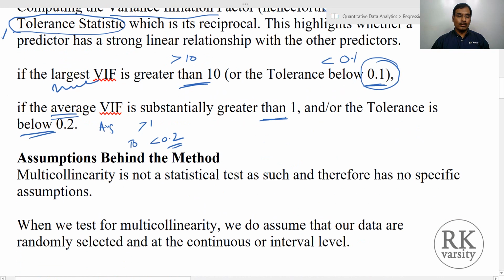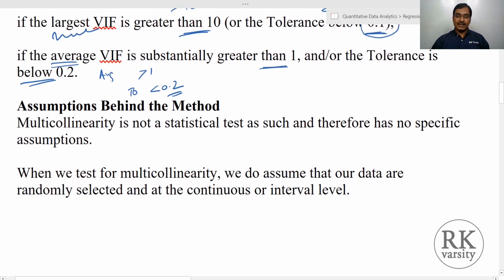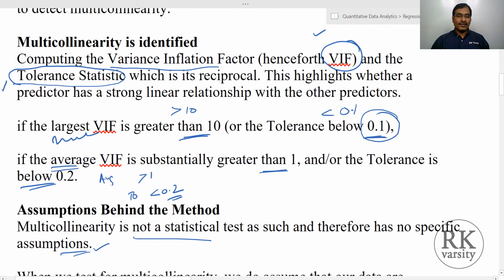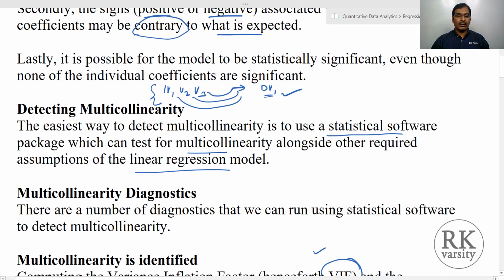Now, do we need any assumptions for multicollinearity? Because multicollinearity is not a statistical test as such, it has no specific assumptions. So we don't have any assumptions related to a multicollinearity test. When we test for multicollinearity, we do assume that our data are randomly selected and continuous or on an interval scale. So these are the two basic requirements of any quantitative data. Based on these factors, now I'll show you how to run a multicollinearity test in IBM SPSS using an example.